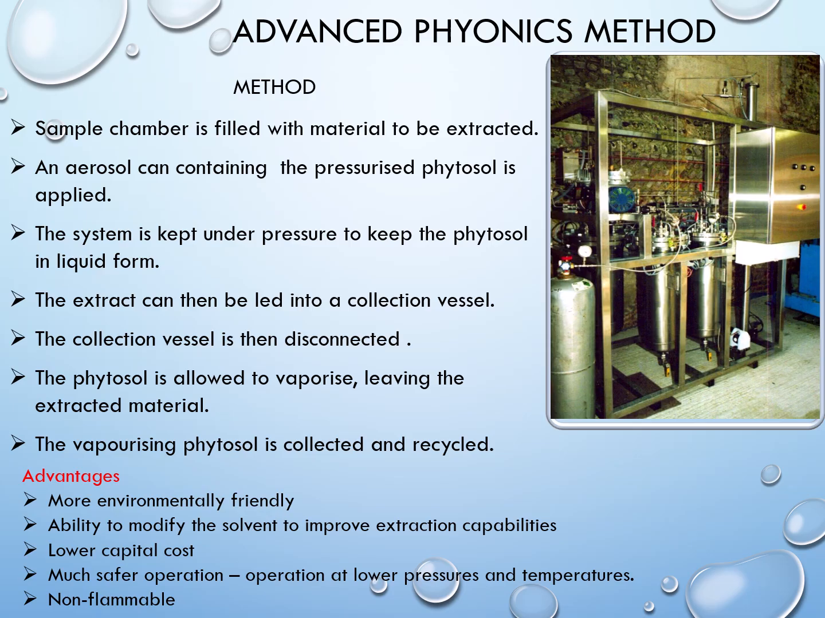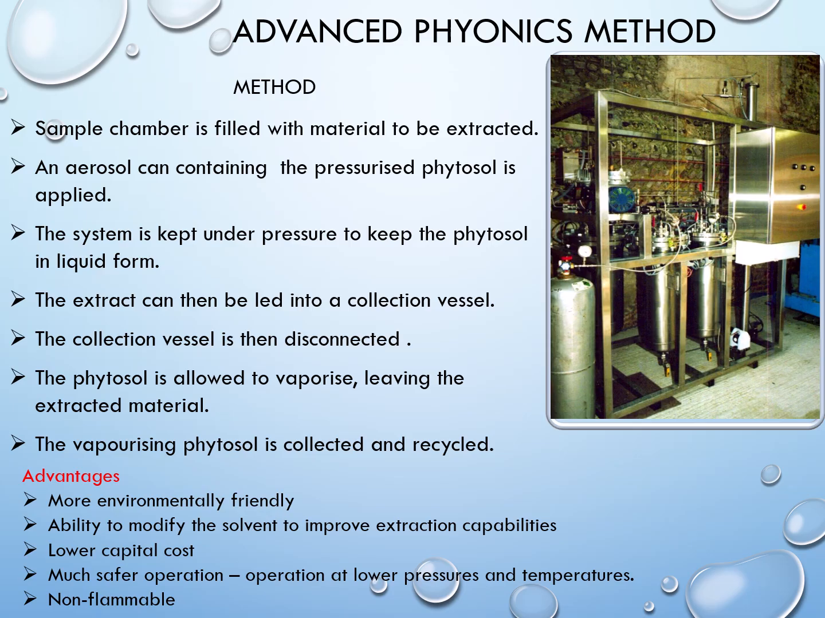Advanced phytonics method. This is also one of the most modern methods to extract the volatile oils. Here we are using the phytosol as a solvent, and a sample chamber is filled with the plant material to be extracted. An aerosol can containing the pressurized phytosol is applied onto the sample chamber, and the whole system is kept under pressure to keep the phytosol in the liquid form.